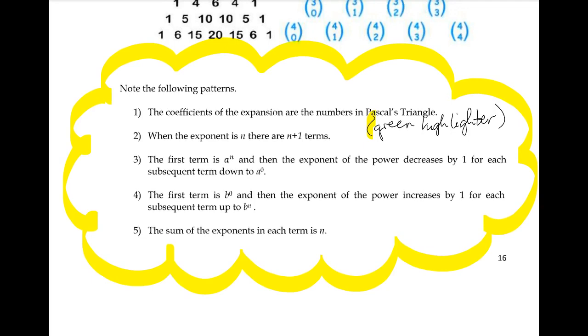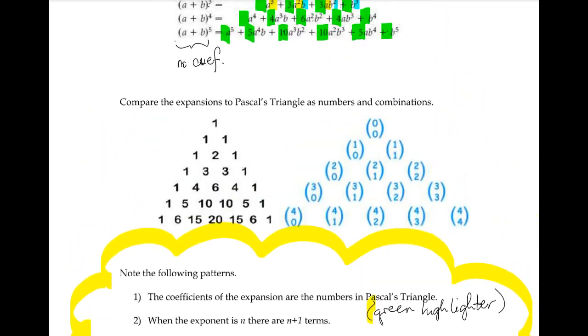The first term is a to the power of n, and the exponent of a decreases by 1 for each term down to 0. The first term for b is b to the power of 0, and it goes all the way up to b to the power of n. This happens because the sum of the exponents in each term is n. So we can check that too.